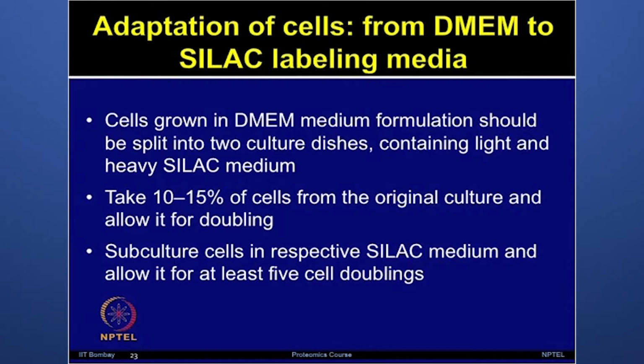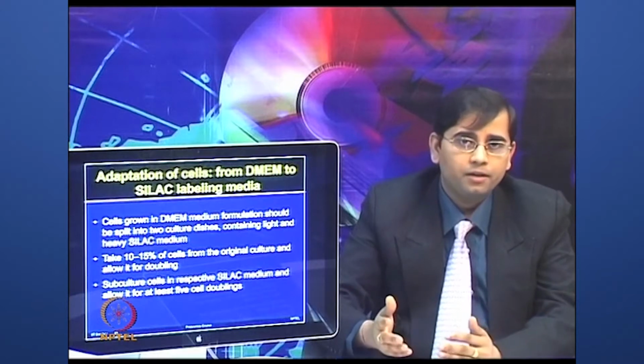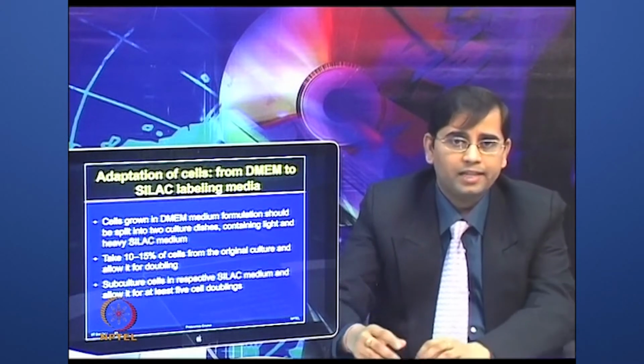So, first take out 10 to 15% of cells from the original flask, the original culture, and allow it to double. Then subculture cells in the respective SILAC medium, the light and the heavy medium, and allow them at least 5 to 6 cell doublings. I will discuss the significance of this doubling process in the next couple of slides.